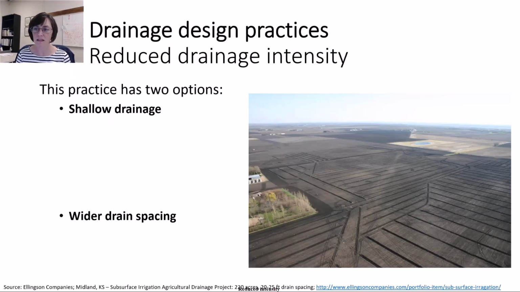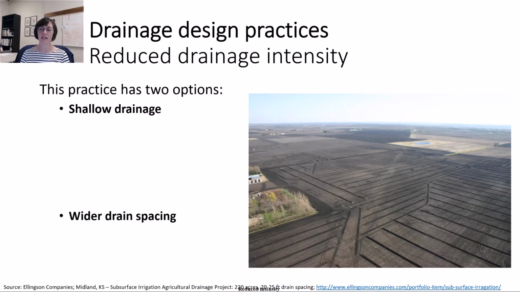The first practice we're going to discuss is very related to the concept of conservation drainage and changing the drainage design to better meet both agronomic and environmental goals. Remember, conservation drainage is those two hands shaking of agronomic and environmental goals. This is the practice of reduced drainage intensity.